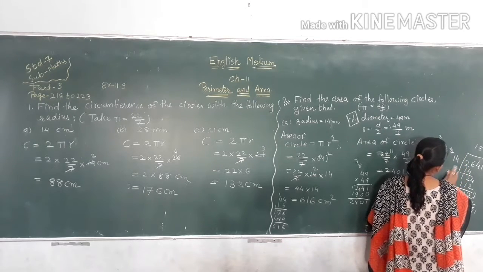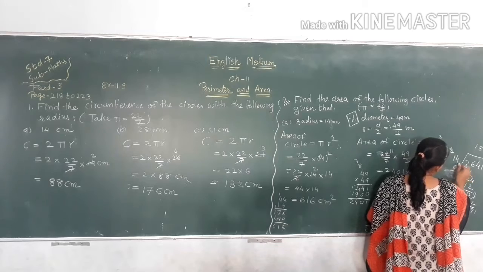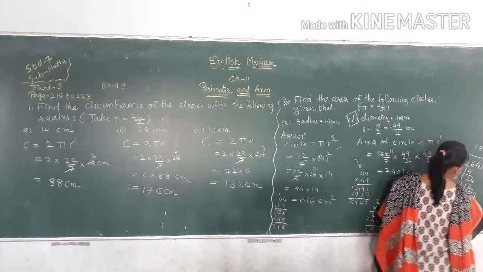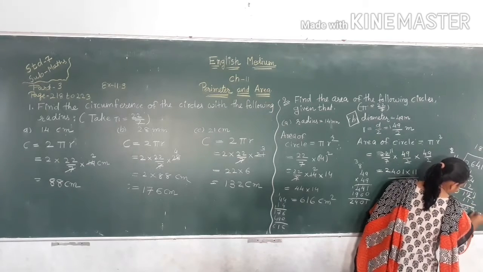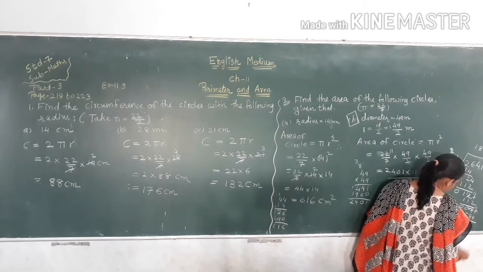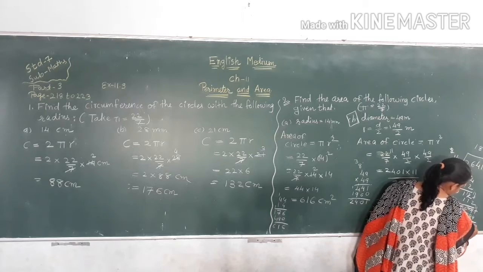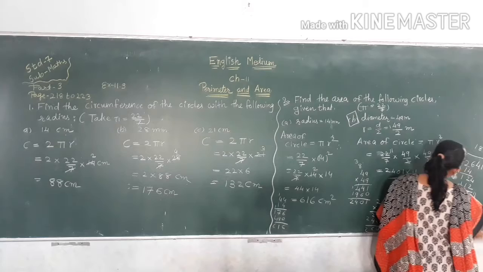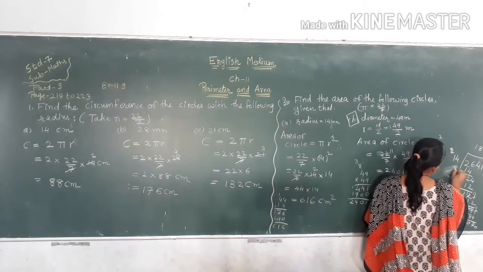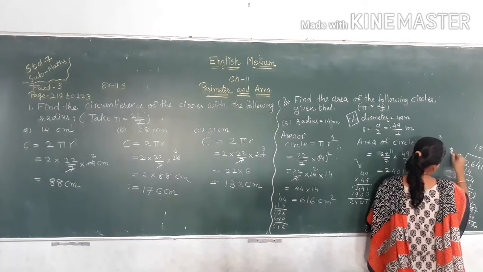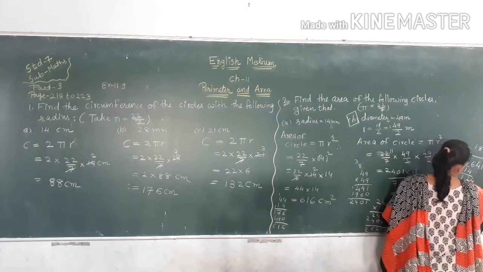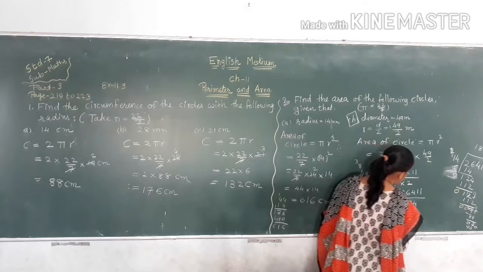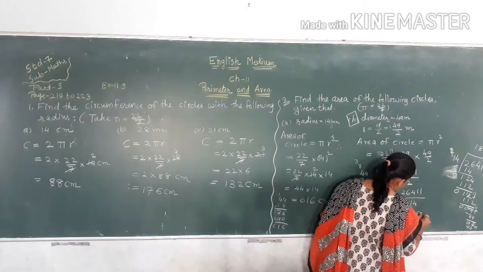14 sixes are 84. Here 8. Here 11 minus 4 is 7, 0. Keep here the point and here 0. Here 70. 14 fives are 70. We get the remainder 0. So our answer is 1886.